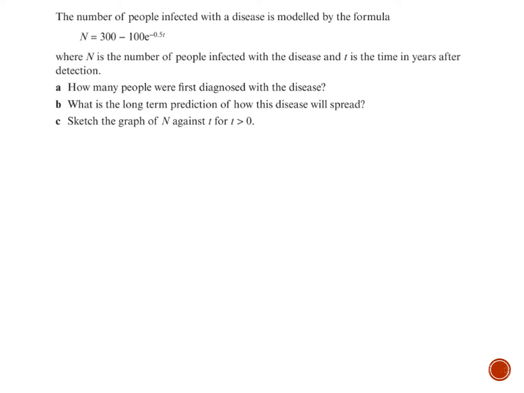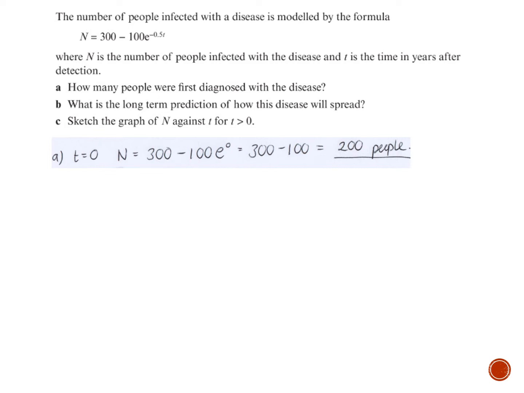Okay, so if we have a look at the three parts of the question they're asked to do. The first bit says, how many people were first diagnosed with the disease? Okay, so if we're talking about t is the time in years after detection, hopefully what you're thinking is, okay, well, initially is when t is 0. So what we're going to do, we're going to sub t is 0 into our formula. Remember, you've got to write down the formula with t substituted into it before you put it in your calculator. e to the power 0 is obviously going to be 1, so you get 300 minus 100, you get 200. Put your units on, so 200 people.